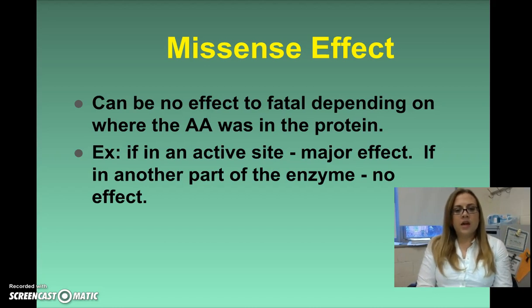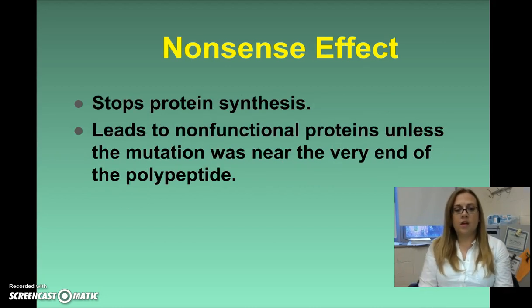Missense effect can be no effect to fatal, and it all depends on where the amino acid was in the protein. So for example, if it's in an active site, that's going to be a major effect. Anytime the active site of a protein is affected, it's going to usually have pretty major impact. However, if this missense happens in another part of the enzyme, sometimes you might not see any effect at all.